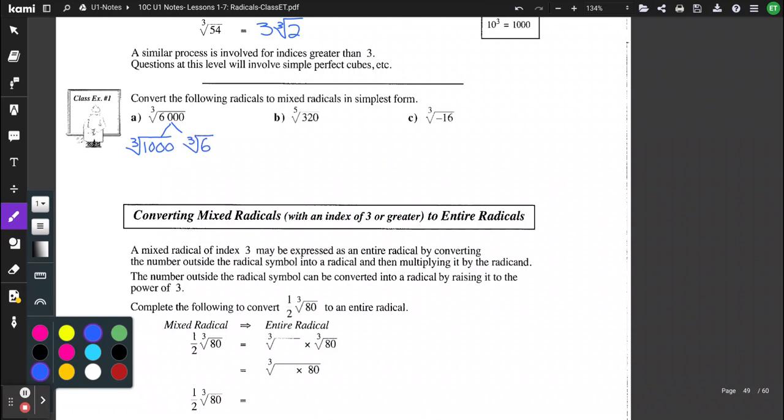So I have 1,000 times 6. Now, your cube root of 1,000 is going to solve. We're on page 49. So the cube root of 1,000 will solve, and it becomes 10. The cube root 6 is just going to slide beside it. Now, you have to show that index of a 3. If you write me 10 root 6, that's very different.